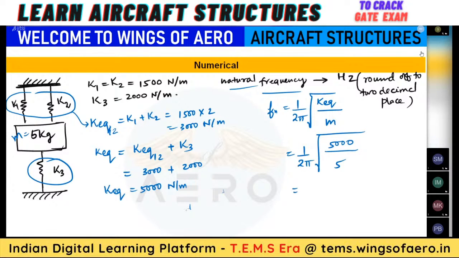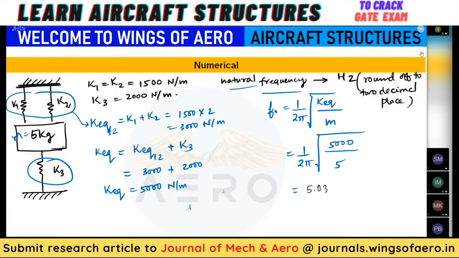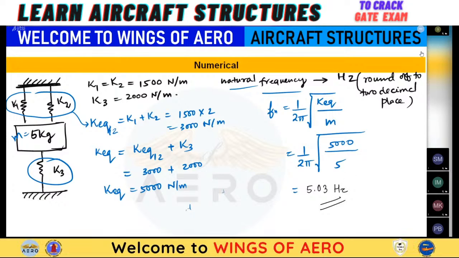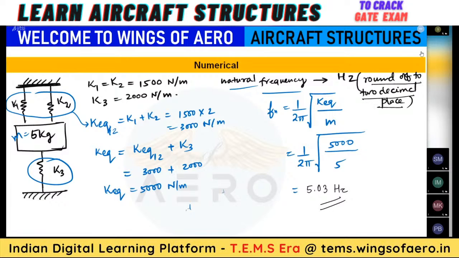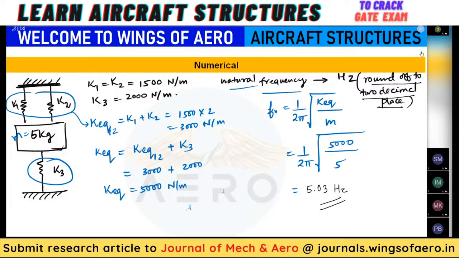Right. Now solve this thing and tell me the answer in the chat box. 5.03. It's in hertz. Right? Absolutely. So always focus on the question, on what rounding they have asked for, whether it is round off to integers, or round off to some number of decimal places. That is very important.